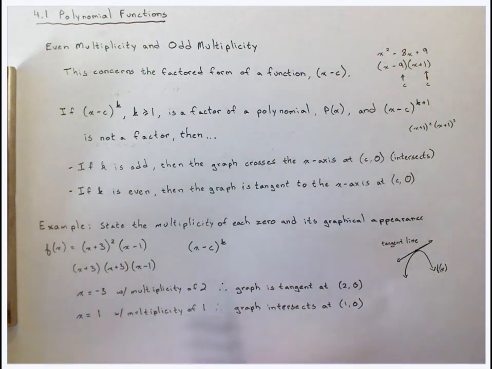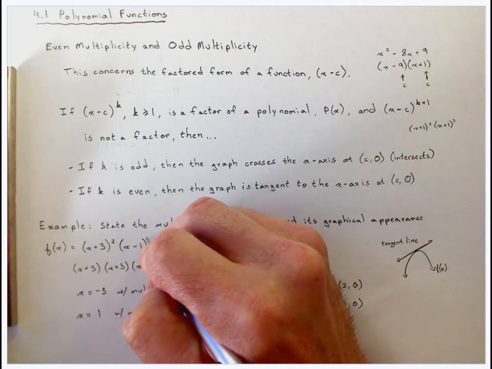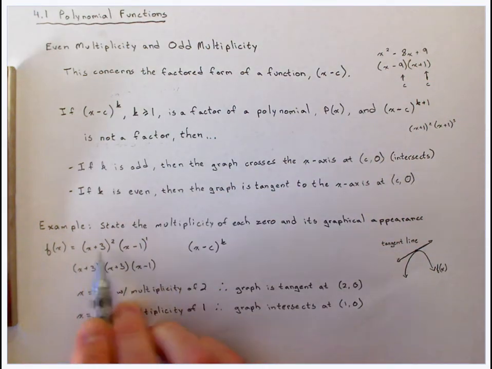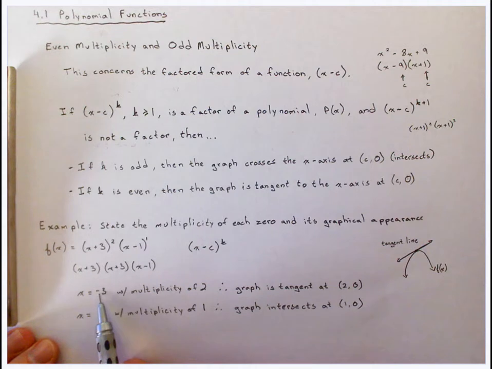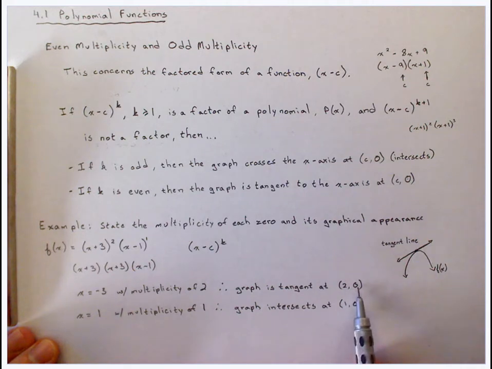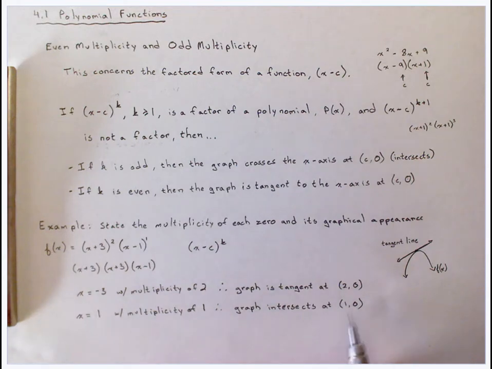So let's look at an example. State the multiplicity of each zero and its graphical appearance. Most of your problems that you'll have are already factored. So I look at this and I say, okay, I have two factors here. One is to the second power and one is to the first power. And that's how that can be viewed. X plus 3 squared is simply x plus 3 times x plus 3. So whenever x equals negative 3, there's a multiplicity of 2. Therefore, the graph is tangent there. And here, x equals 1, it has a multiplicity of 1, and that means that the graph intersects. It goes through, it crosses at 1 comma 0.